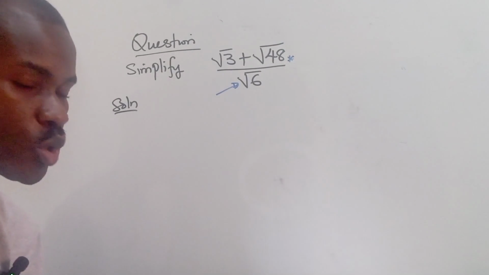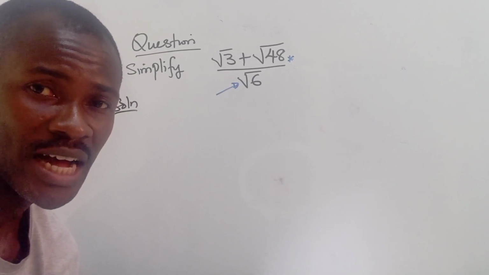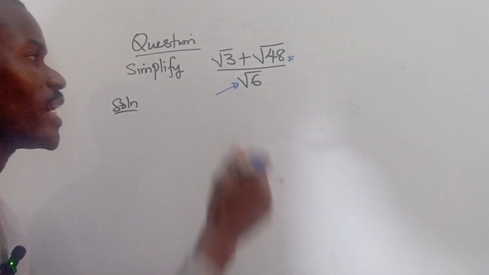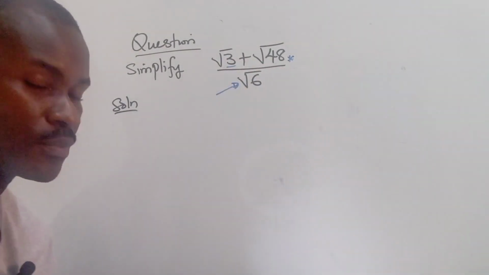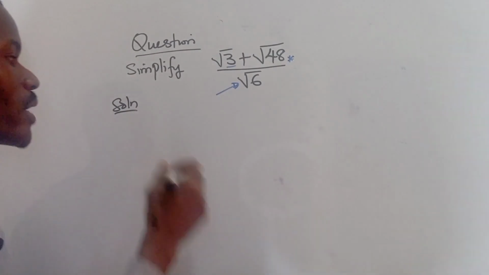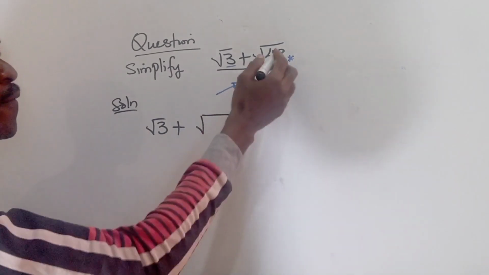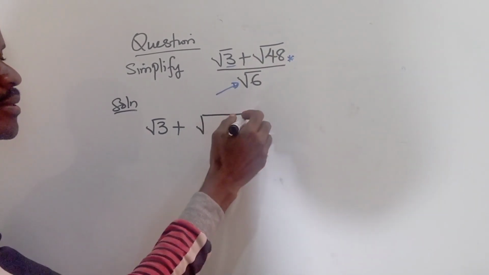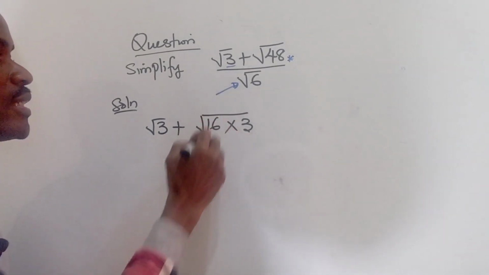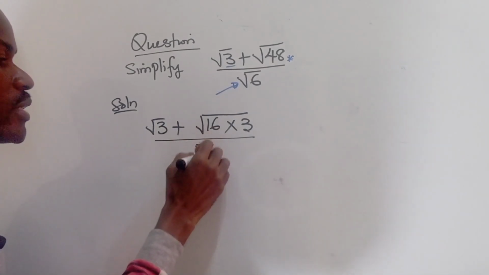The 48 is a larger number, so we have to look for a perfect square in it. And since we have 3 here, we want to express the two numbers in terms of 3. So we're going to have root 3 plus, for 48, what two numbers will multiply to give 48 such that one of them is 3? We have 16. 16 times 3 is 48, so we are still in order. Divided by root 6.